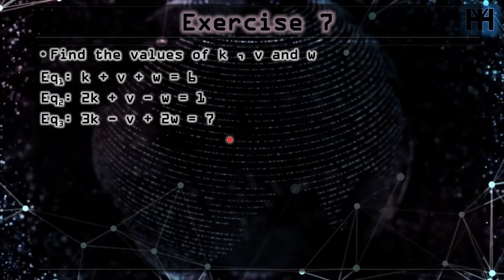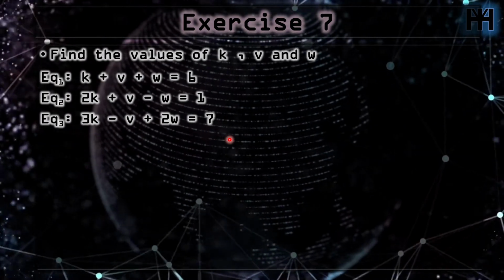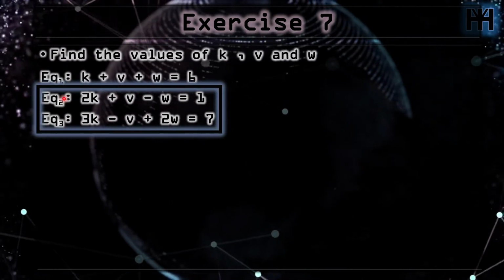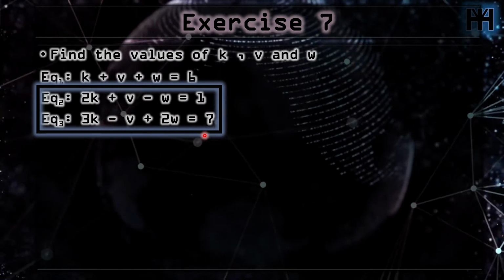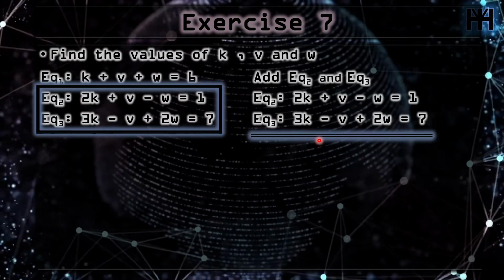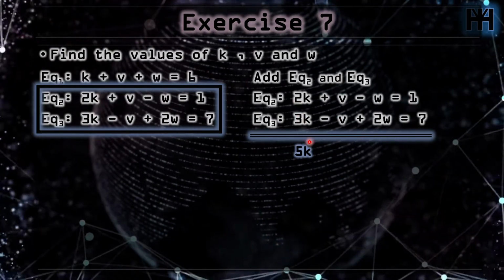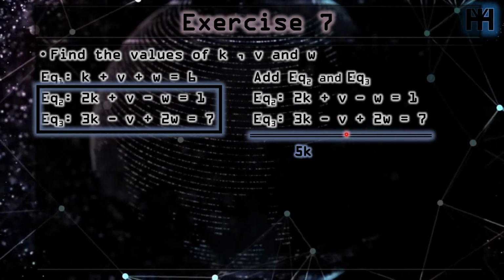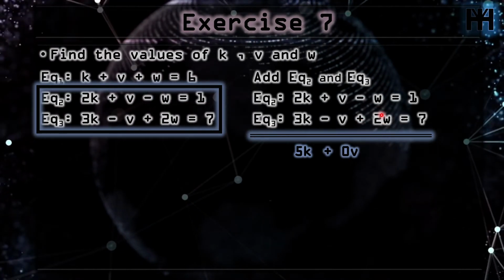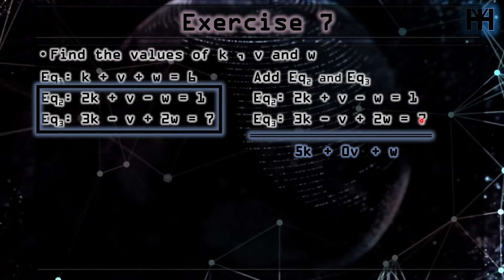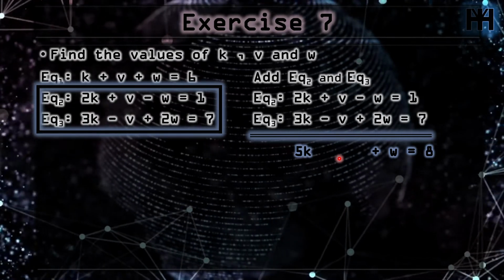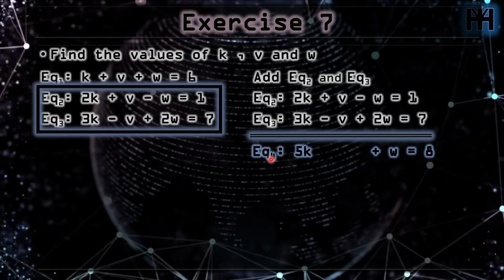Let's think here. We can eliminate one of the variables. We can work with equation 2 and equation 3. Let's add them. You can get rid of the v. So 2k plus 3k is 5k, and positive v and negative v is 0v, and negative w and 2w is w, then 1 and 7 equal 8. We can remove this 0v, we don't need it anymore, then we'll call this equation 4.